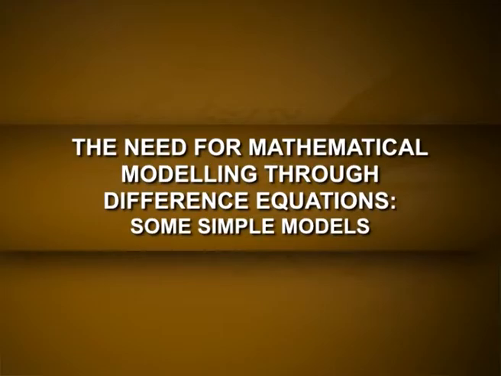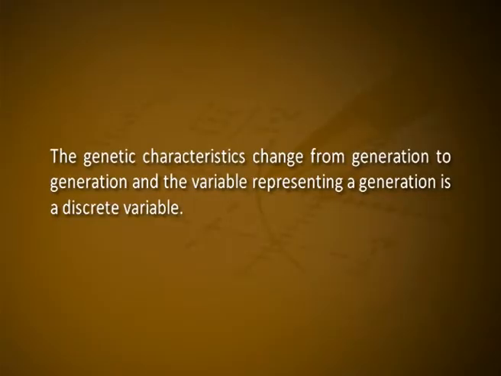The need for mathematical modeling through difference equations. Some simple models. We need difference equation models when either the independent variable is discrete or it is mathematically convenient to treat it as a discrete variable. Thus, in genetics, the genetic characteristics change from generation to generation and the variable representing a generation is a discrete variable. In population dynamics, we consider the changes in population from one age group to another and the variable representing the age group is a discrete variable.